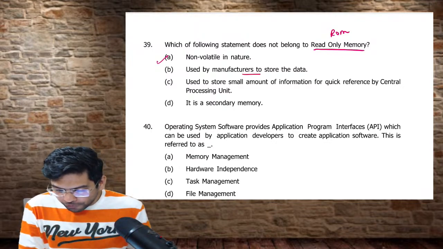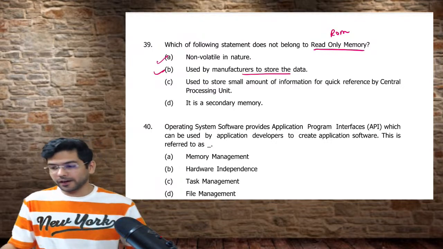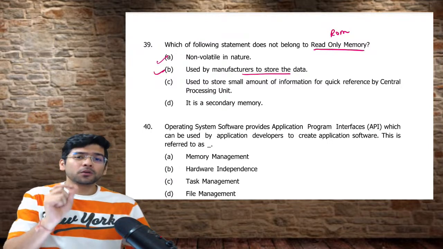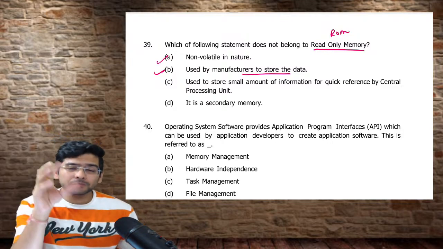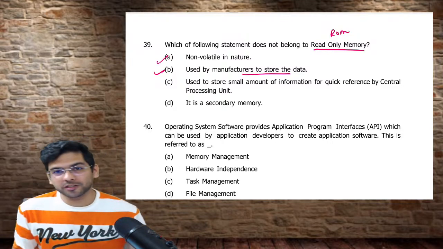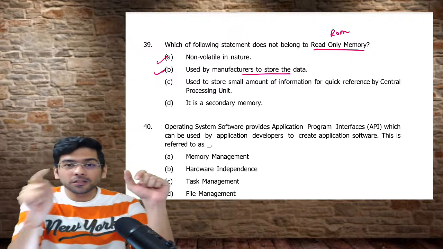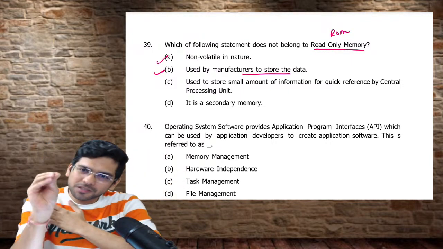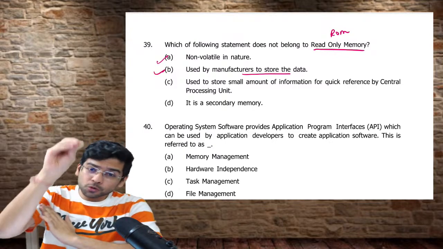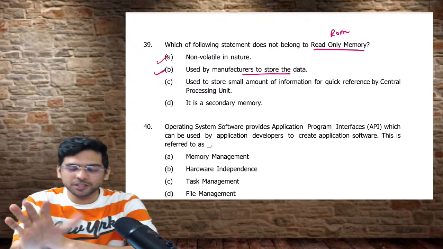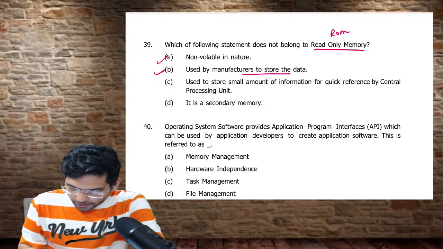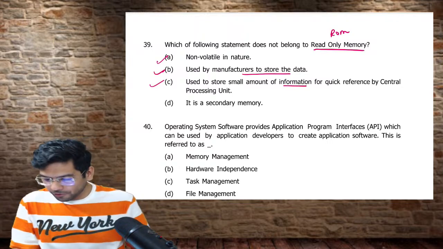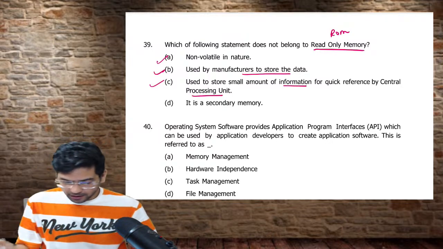It is used by manufacturers to store data. Absolutely correct. I tell in my regular classes also, what is there in ROM? Something which is permanently stored by the manufacturer. For example, if you switch on your phone, the brand logo of your phone comes, right? This is something which is there in your memory, but it has been stored by the manufacturer. It is permanent in nature, right? So it is also correct. And then it is used to store a small amount of information for quick reference by the central processing unit. Again, it is a correct point.